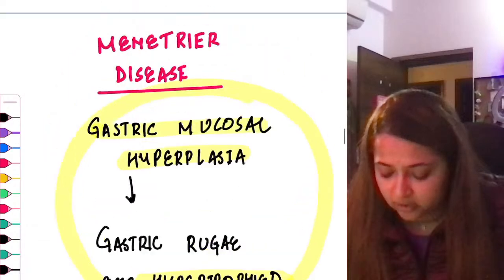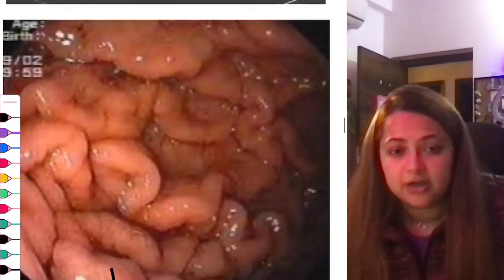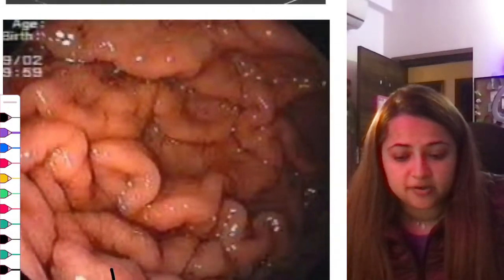Now, what second point do you have to remember here? Look at this endoscopic picture. What is it resembling?